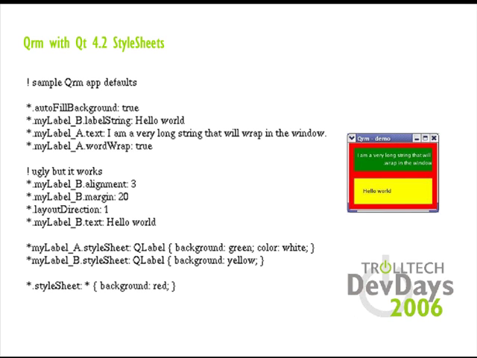We set the style sheet resources of label A, and I don't want to go into the whole syntax. It's based on cascading style sheets from HTML. We've told it on the style sheet on that widget, when I'm displaying a Q label, make the background green, the color white, and it comes out green and white. And on label B, I just set the background yellow, and I want a default style sheet for any widget. Set the style sheet to match whatever I am and make it red. And so this background came out red.